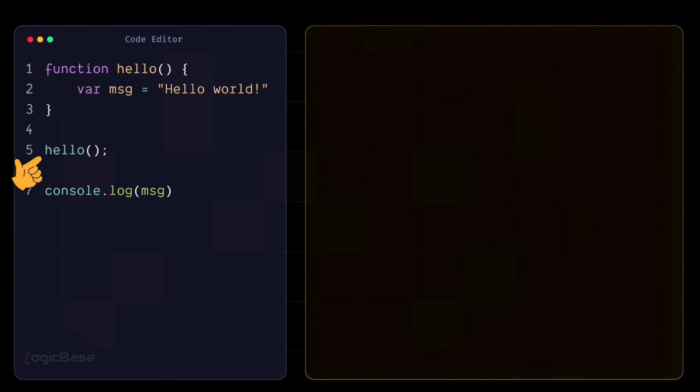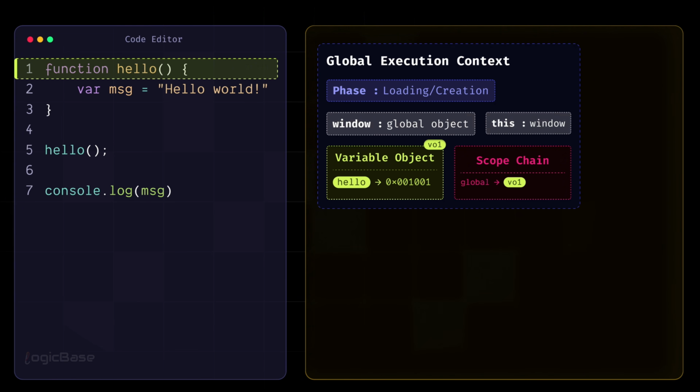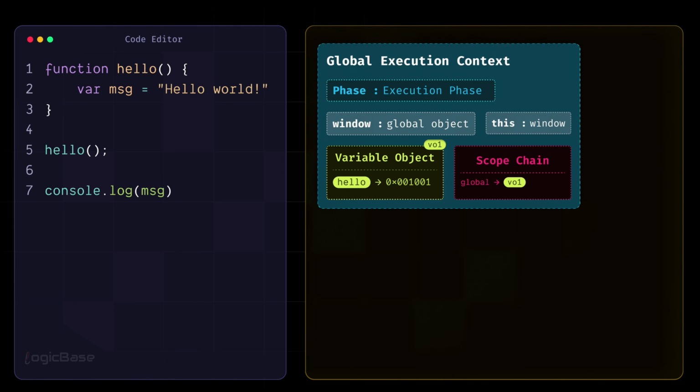And in the next line, we are trying to print the message variable using console log. It's a very simple setup. So, based on everything we have learned so far, what will happen if we run this program? First, the global execution context will go through its creation phase. During this phase, it will find a function named hello and store its reference inside the variable object. Once that's done, there's nothing else left for the creation phase, right? Perfect. Now the execution phase begins.